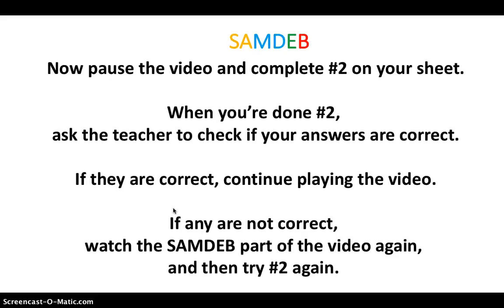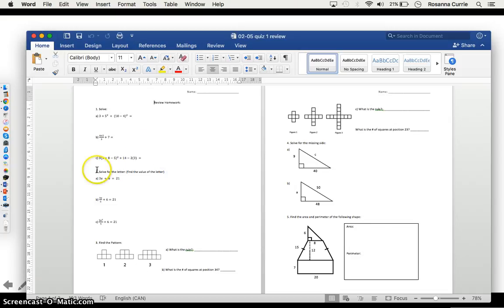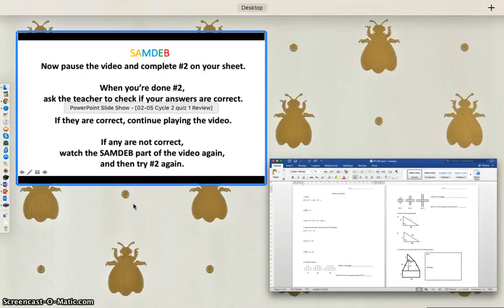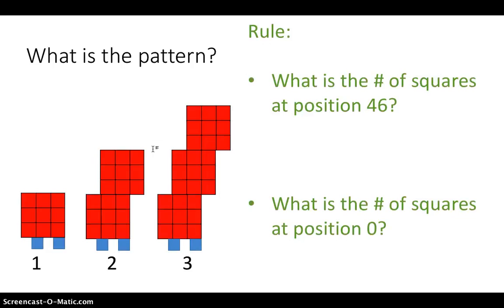So now what I'd like you to do is pause the video again, and now you're going to complete number 2 on your sheet. So that's the one that looks like this. Okay, so you're solving for all of these in all these equations. So you're solving for x in all of them. So you're going to do that next. Please pause the video before you continue. And again, check your answer before you move on. Okay, and then come back to the video when you're ready.